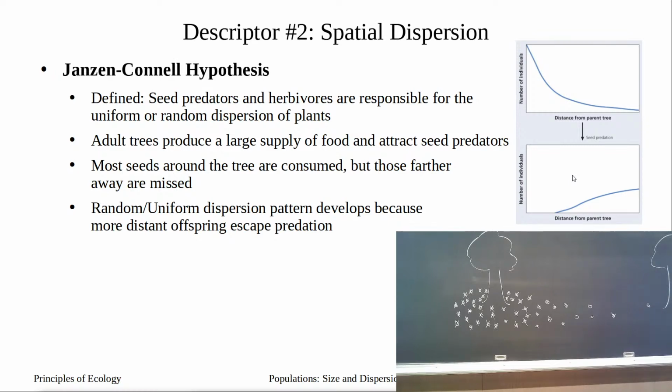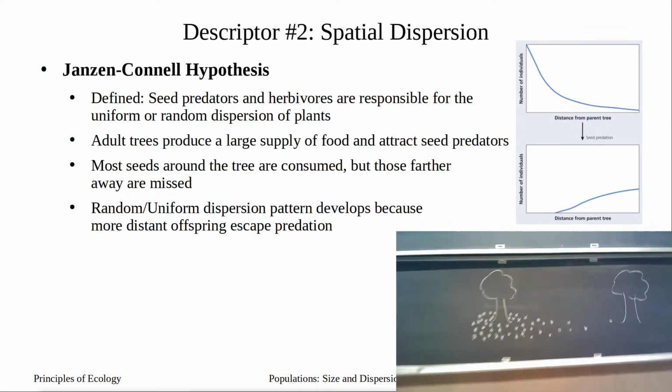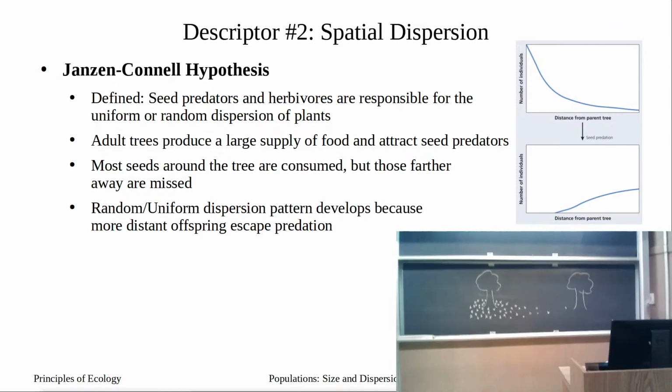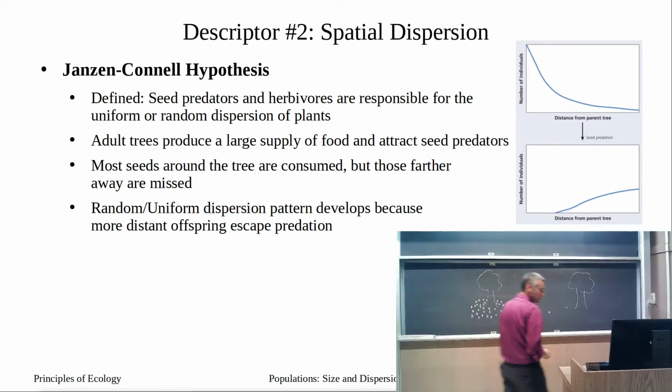This is the Janzen-Connell hypothesis. You had to have a way to explain how we get these patterns, and I think seed predation and herbivory is a pretty good idea as to how that could actually work.